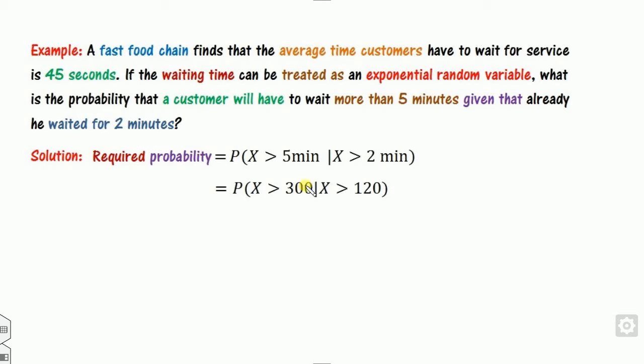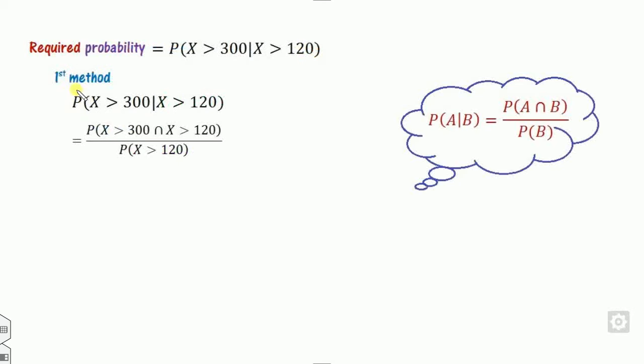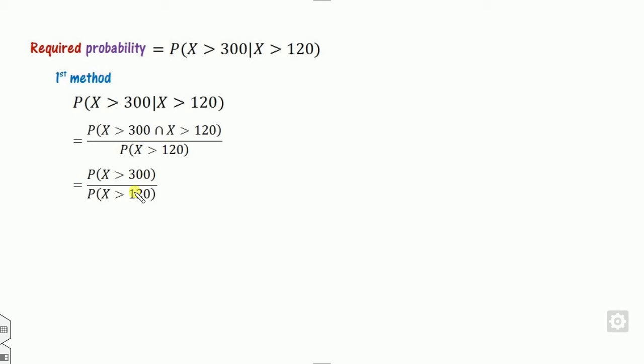So if you find this conditional probability, the first method is like this. We need X greater than 300 given X greater than 120, so the common intersection is this portion, X greater than 300. This is the exponential distribution, so it is the integral of the density dx, divided by the probability of X greater than 120. You can solve this integration and substitute the values, and you will get the required result.